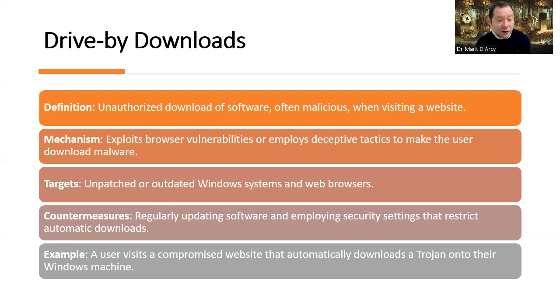Okay, so countermeasures: regularly updating software and employing security settings that restrict automatic downloads. Example: a user visits a compromised website that automatically downloads a Trojan onto their Windows machine.